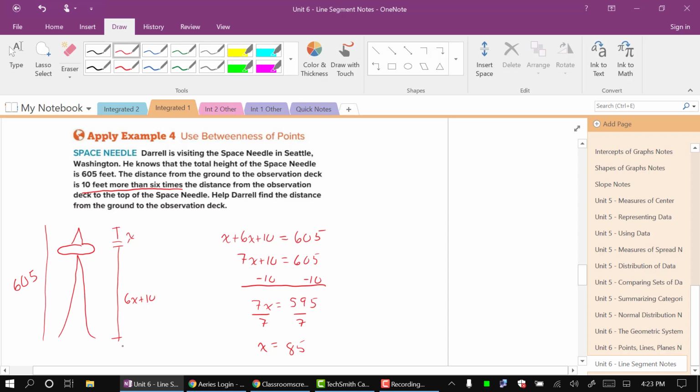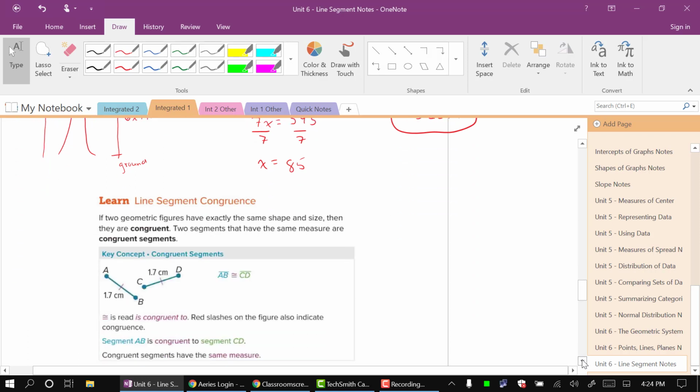So this is ground. And then this is observation deck. And this is top. So we're going to use 6 times 85 plus 10. 6 times 85 is 510 plus 10. So that's 520 feet. So the observation deck is 520 feet up in the air.